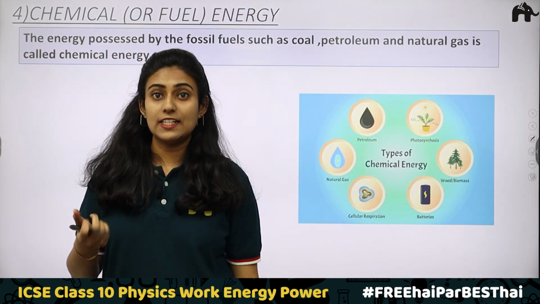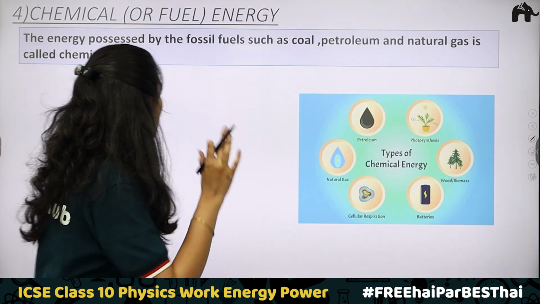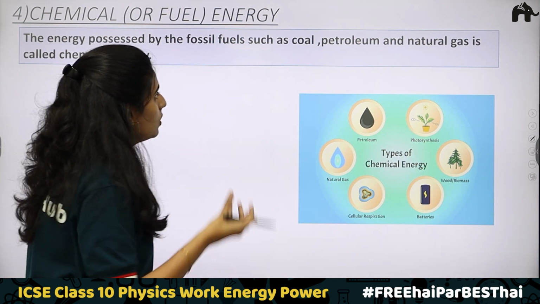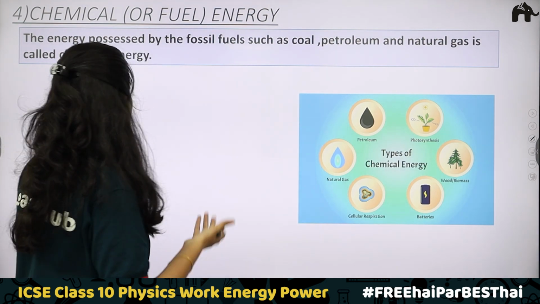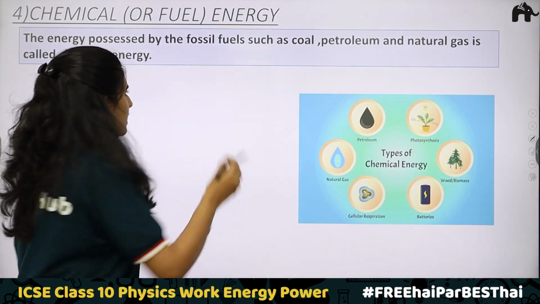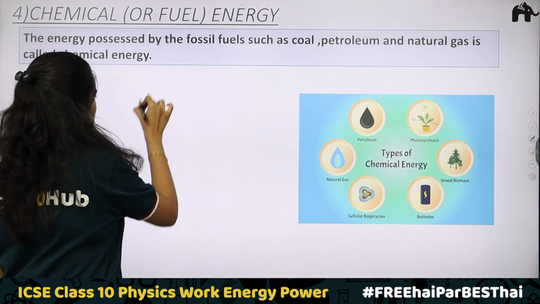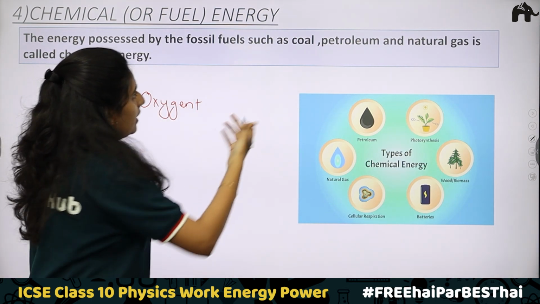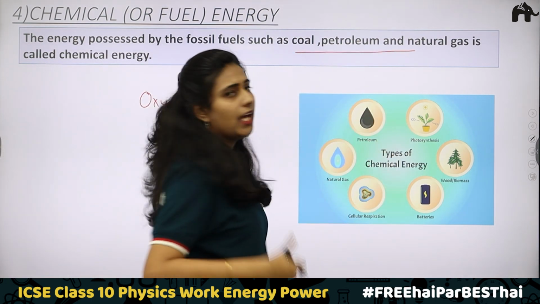Okay, the fourth one is chemical energy. It is also called fuel energy. The energy possessed by fossil fuels such as coal, petroleum and natural gas is called chemical energy. That is, in the presence of oxygen when you burn a fuel. Examples of fuel: here we have coal, petroleum and natural gas.